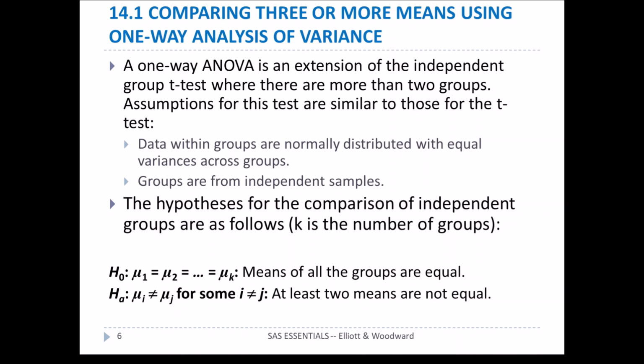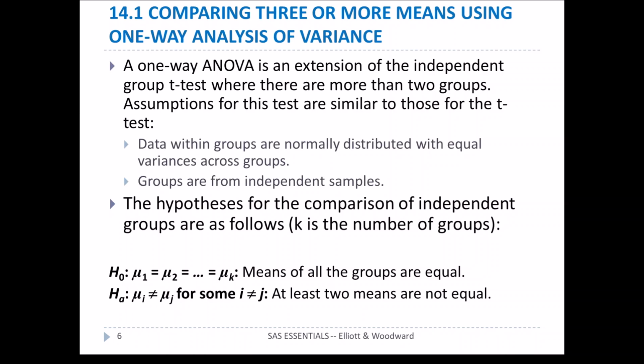So let's look at section 14.1, comparing 3 or more means using one-way analysis of variance. Now previously, using a t-test, we compared 2 means at a time, but when you have 3 or more means, then you move from a t-test into an analysis of variance. So a one-way ANOVA is an extension of the independent group t-test, where there are more than 2 groups.